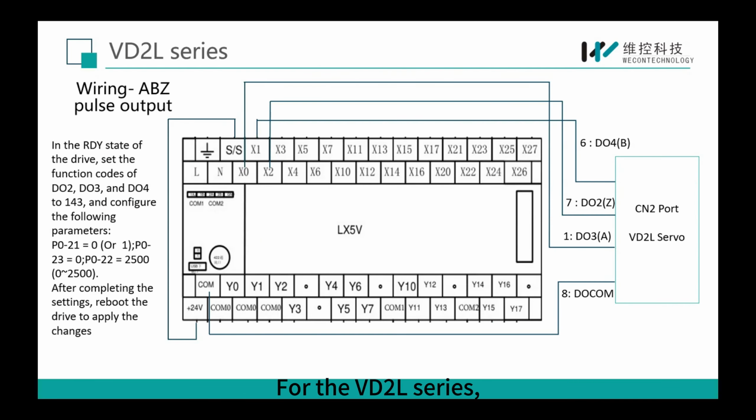For the VD2L series, if you want to get ABZ pulse signal, please refer to the slides to configure the relevant parameters according to the function of digital output terminals and the number of pulses per revolution. The wiring should be done according to the diagram shown.